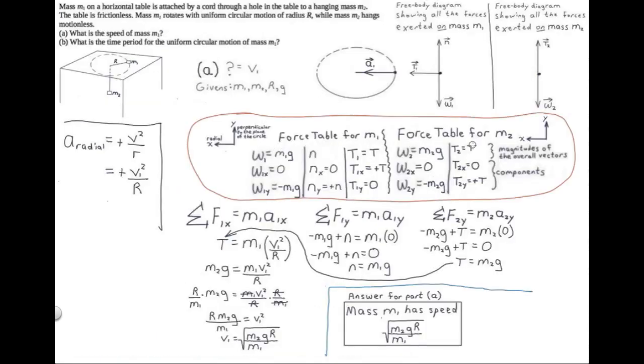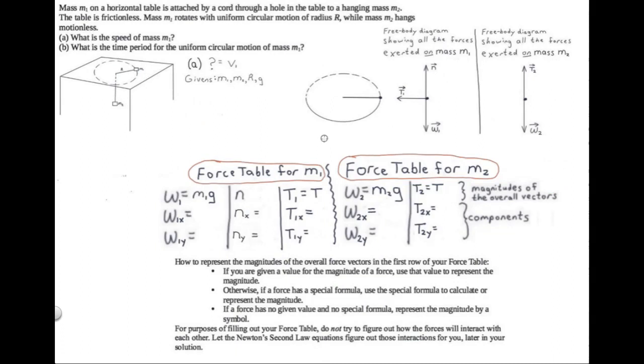Next, we work on the force tables. We need two force tables, one force table for mass m1 and another force table for mass m2. In the first row of the force table, we represent the magnitudes of each of the overall force vectors. We use the special formula W equals mg to represent the magnitude of the weight force on object 1 and the magnitude of the weight force on object 2.